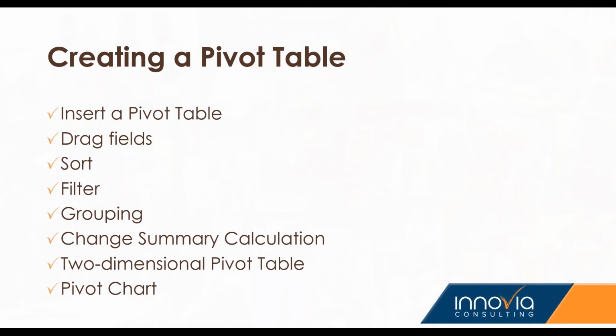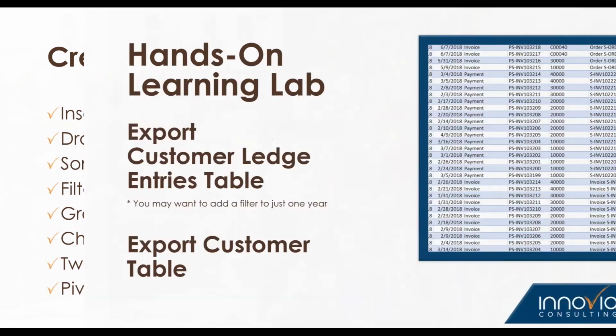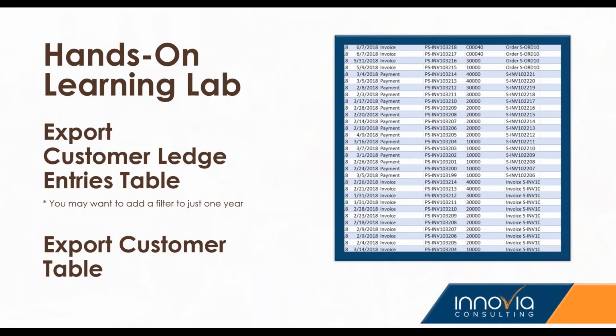So this is a learning-how-to-create-a-pivot-table class. It's a beginner entry-level class, and we're going to insert the pivot table. We're going to drag some fields around. We're going to learn to sort, filter, create some groupings of the information, and change how the summaries get calculated. And then we're going to look at a two-dimensional pivot table and also some pivot charts along the way. So I hope that's what you were looking for today. I did want to make this an interactive class with you, so it's going to be a hands-on learning lab.